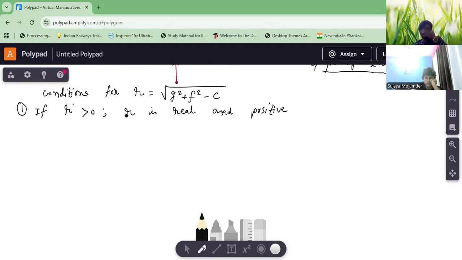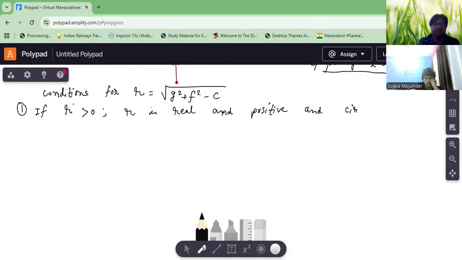Today we won't be able to solve numericals, but I'm teaching you the concepts, and in the next class we will be solving some of the numericals. Okay. Clear? Understood. Yes, sir. So R is real and positive, and circle is real circle.